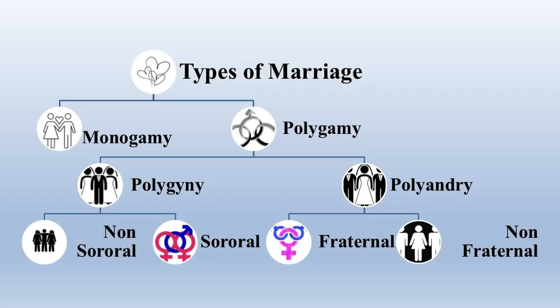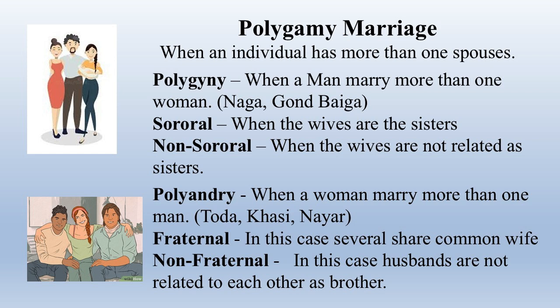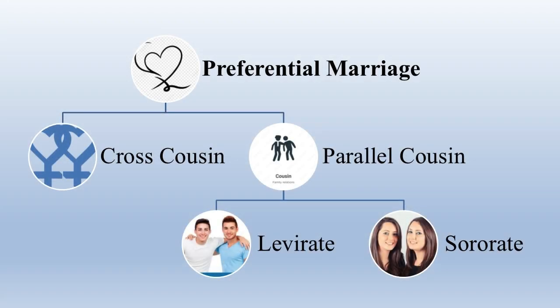The polyandry marriage has been divided into two parts: fraternal polyandry and non-fraternal polyandry. In fraternal polyandry, several brothers share a common wife, which has been found among Toda and Khasa. In non-fraternal polyandry, the husbands are not related to each other, which has been found among Nayar.